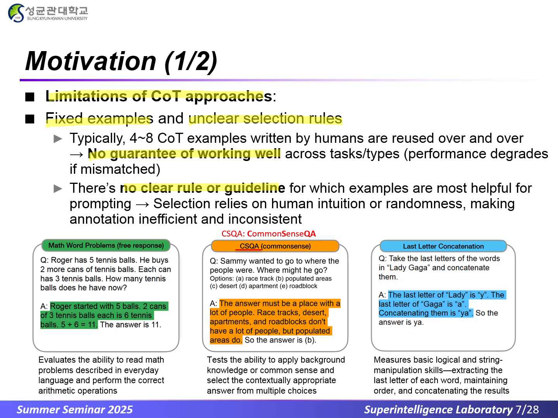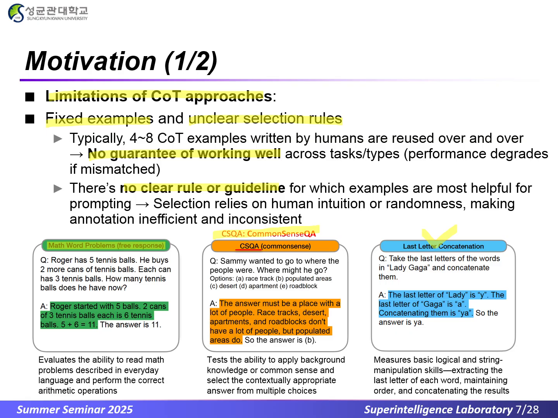These are the examples across 3 tasks. First, in math word problems, the model must read the problem in everyday language and perform the correct arithmetic operations. Second, in CSQA, common sense QA, the model has to apply background knowledge to choose the most appropriate answer from multiple choices. Third, in last letter concatenation, the model measures basic logical and string manipulation skills like extracting the last letter of each word and concatenating the results in order.